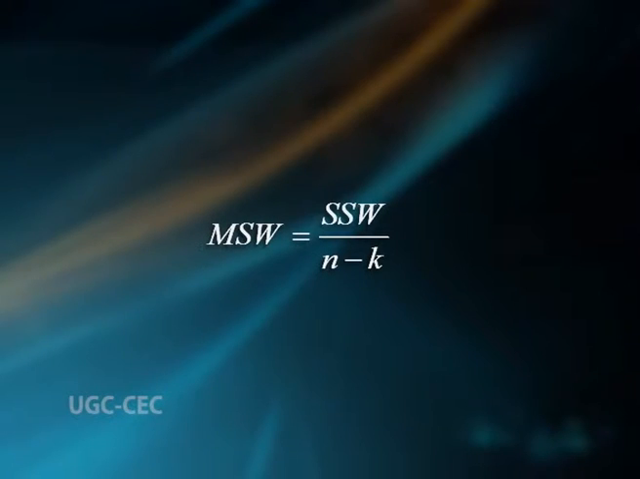Step 6. Take the deviations of the various items in a sample from the mean of the respective sample and add the squares of such deviations. This number is the sum of squares within the samples, SSW. Step 7. Mean sum of squares within the samples is MSW, equal to SSW divided by n minus k.